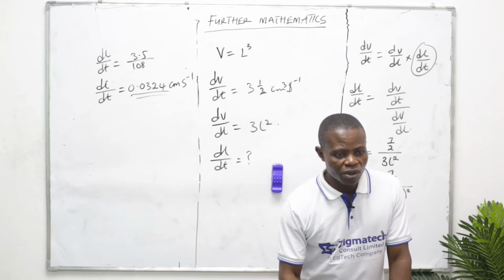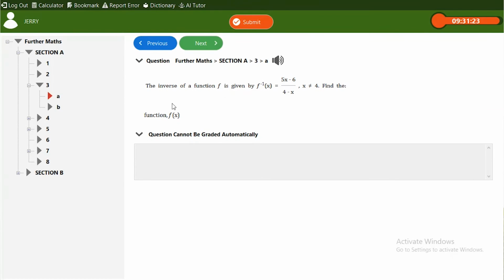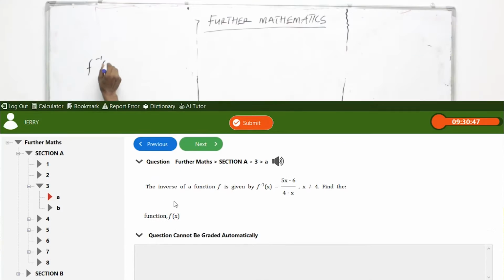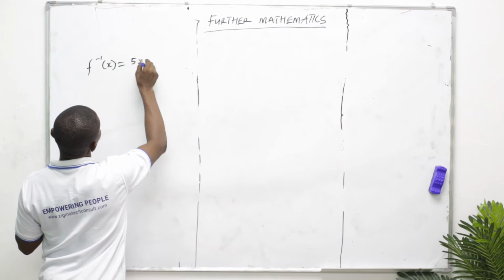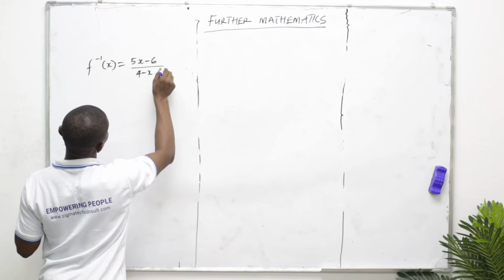Now let's go over to question number 3a. The inverse of a function f is given by f inverse of x equals 5x minus 6 all over 4 minus x. Okay, this is an inverse that was given. There's f inverse of x equals 5x minus 6 all over 4 minus x.